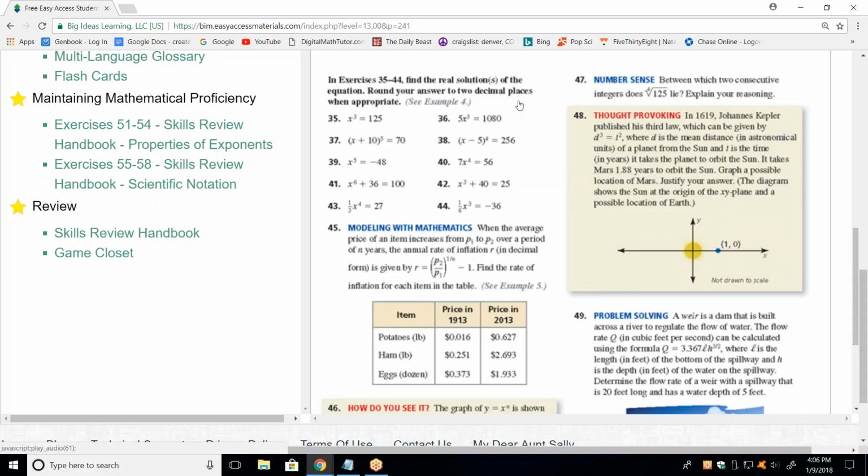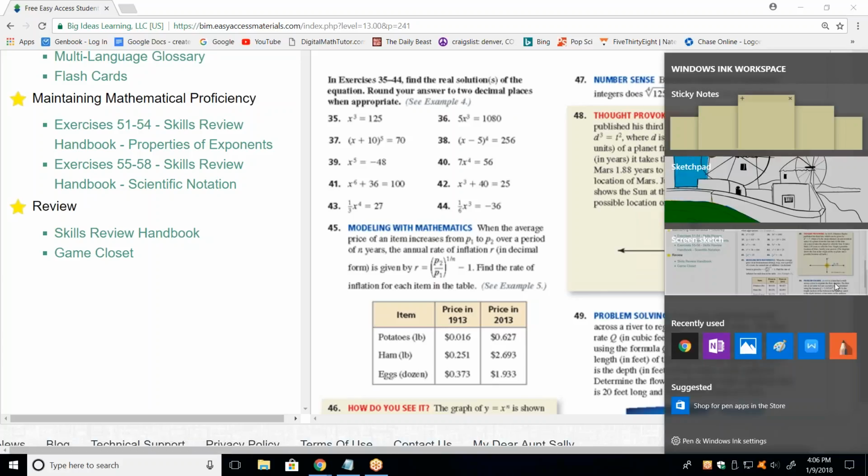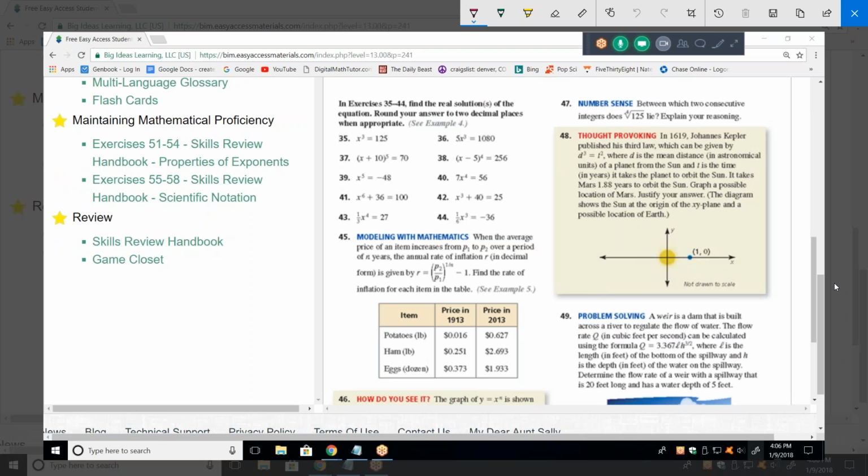Find the real solutions of the equation. Okay, it's the answer to 35. 5. Yeah, how do you do this one?